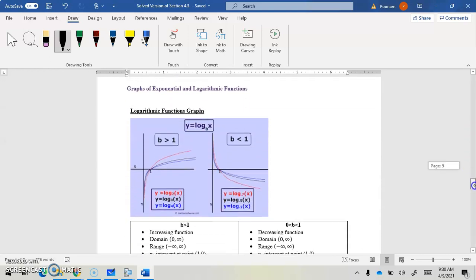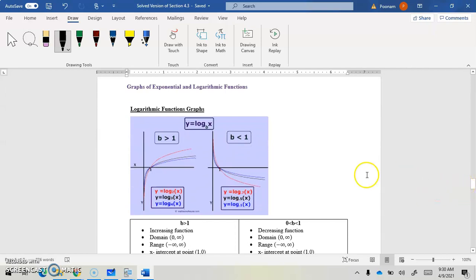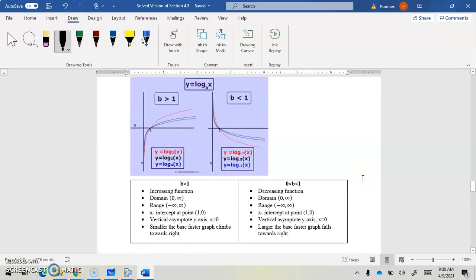So to conclude all this, I have made this table for all this information for you. For the graph of log function with the base b, if base b is more than 1, it's an increasing function. If base b is less than 1, it is a decreasing function. Domain for both of these functions will be 0 to infinity. That means log function is not defined for negative numbers. It's only defined for positive numbers. It's also not defined for 0. The range of the log function can be anywhere from negative infinity to infinity.